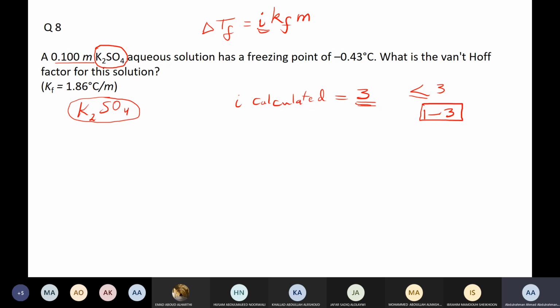0.1 molar, already the molarity is given to you. Kf is given to you. Delta T, what's delta T? 0.43 equals i times Kf, what's Kf? 1.86. What's the molarity? 0.100. What's the answer then? What's i? 2.31. Is this an acceptable answer? Yes. It is in the range. I hope this is clear.